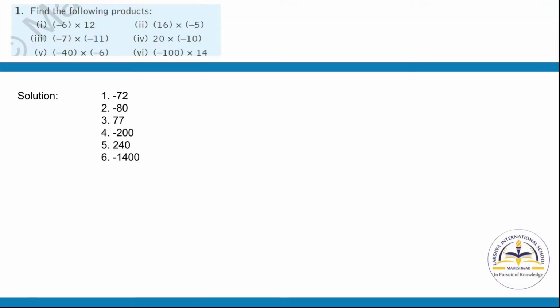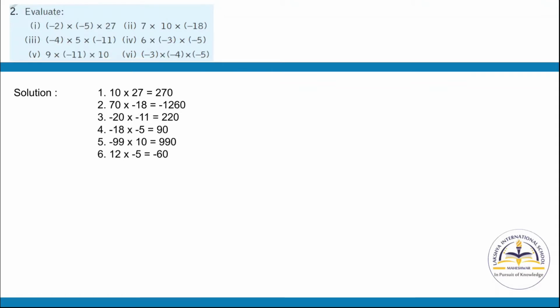Question number 1. Find the following products. Question number first: minus 6 into 12. So 6 into 12 is 72, with a minus sign. Next, 16 into minus 5. The answer is minus 80. Minus 7 into minus 11. So 7 into 11 is 77. Here both the numbers are negative, so the answer will be positive. The answer is 77. In the same manner, third, fourth, fifth you have to solve.